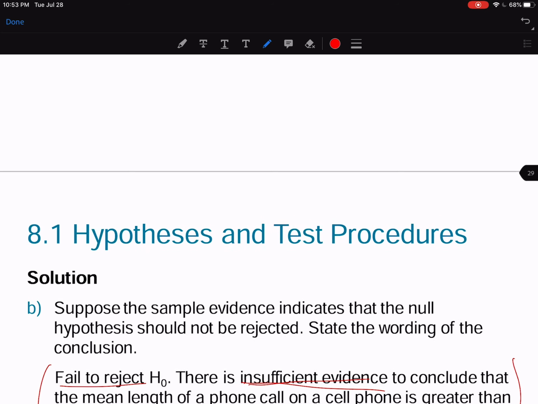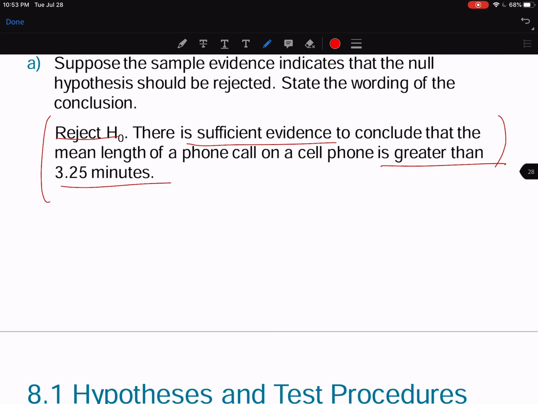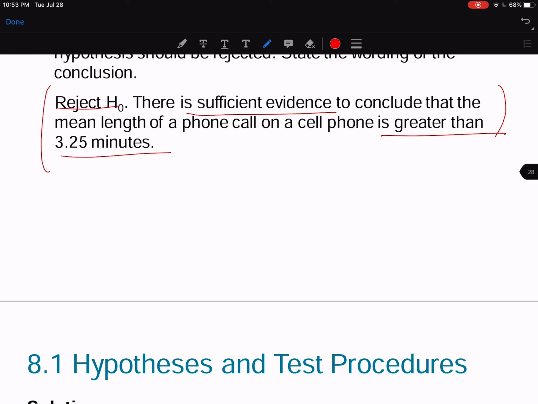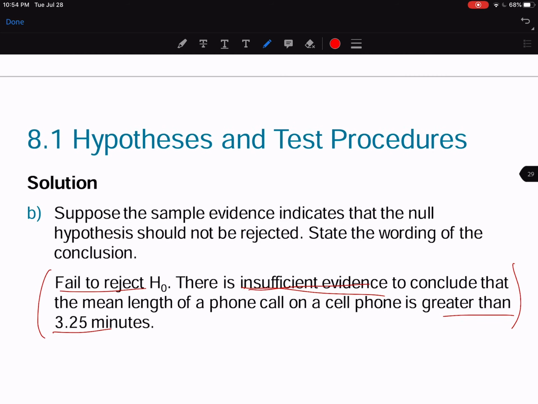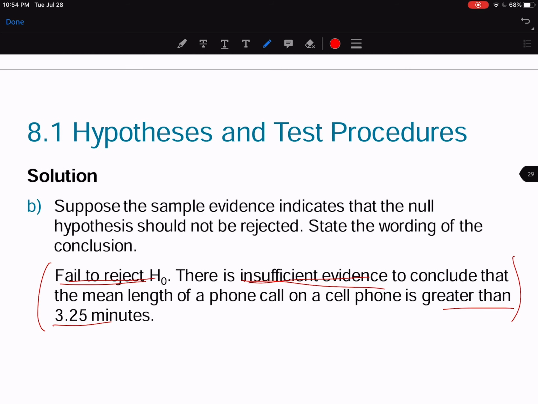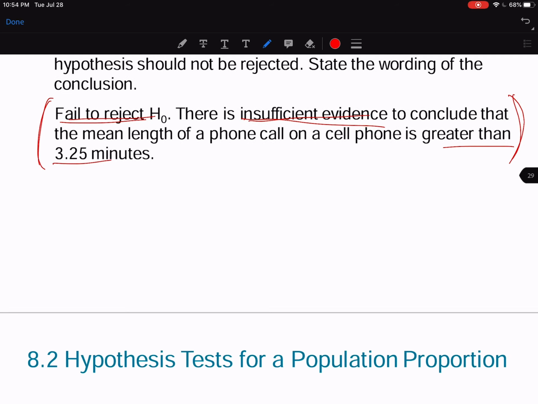Okay? And once again, there are only two possible situations in your conclusion. Reject the null hypothesis: your conclusion is supposed to look like this whole thing here. And situation number 2, fail to reject the null hypothesis, and your conclusion should look something like that.